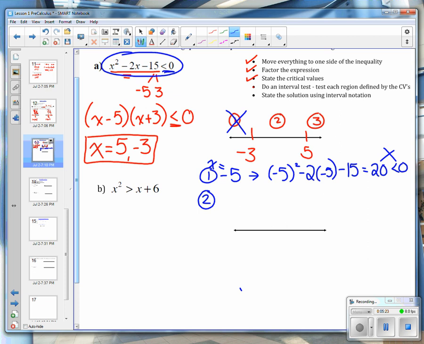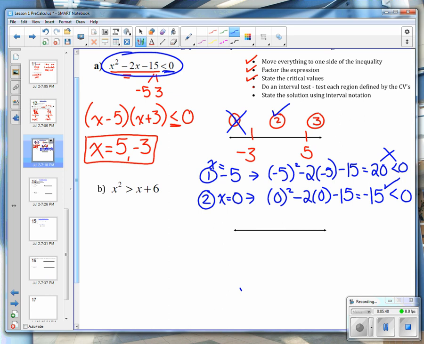Second one, let's choose a number that's in between negative 3 and positive 5. Well, a nice easy one would obviously be x is equal to 0. So now let's plug that in. I've got 0 squared minus 2 times 0 minus 15. And if I multiply all that out and simplify, I'm going to get negative 15. Is that less than 0? Yes. So that means that this is part of my solution.